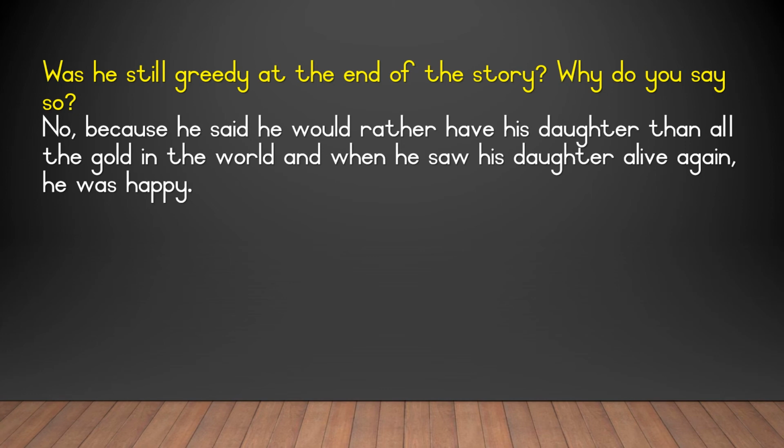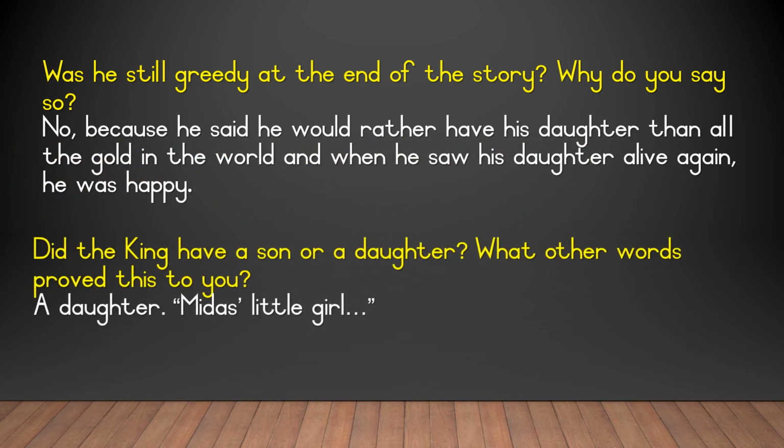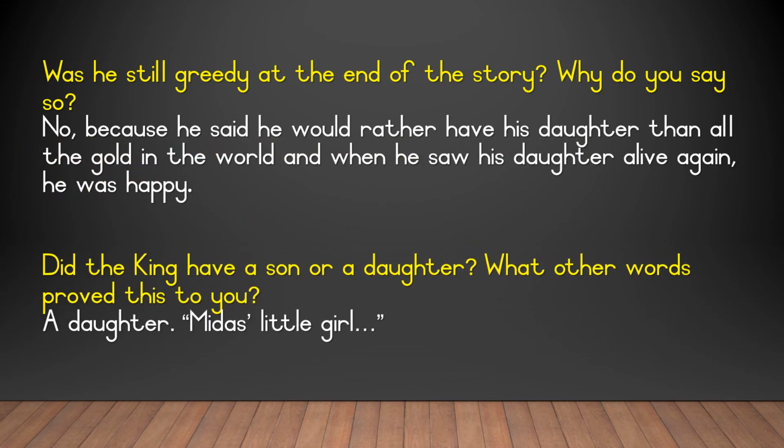Question number 8. Did the king have a son or a daughter? And what other words proved this to you? Okay, now the answer there was a daughter. The words that proved it to you was the words in the story, Midas' little girl.